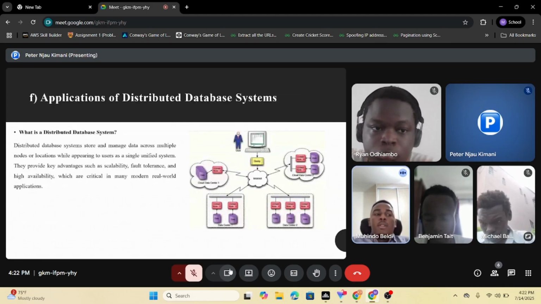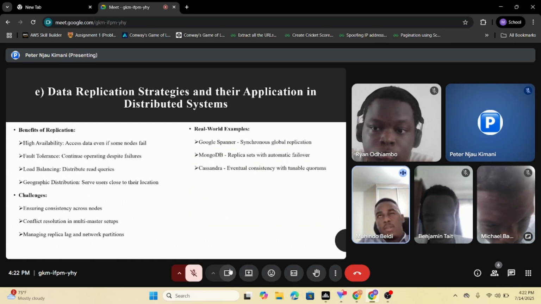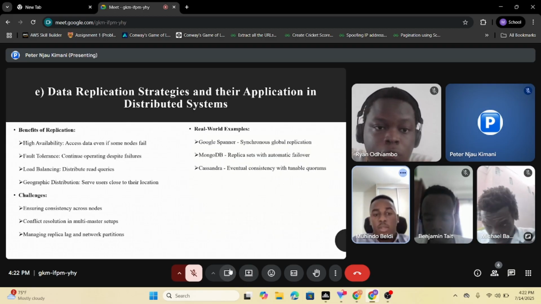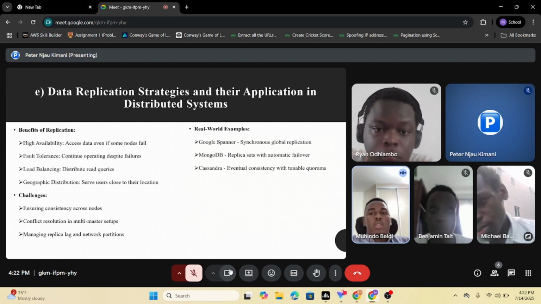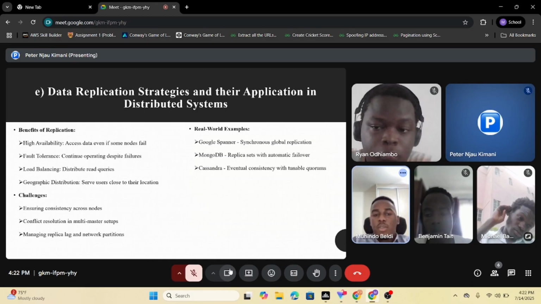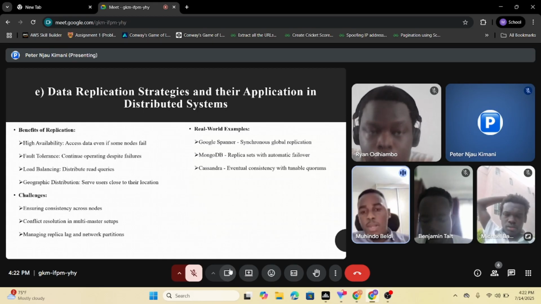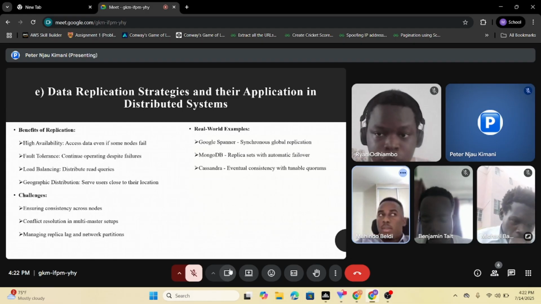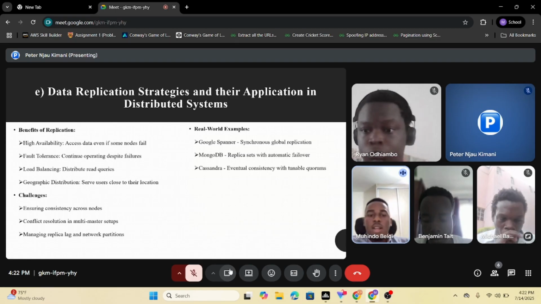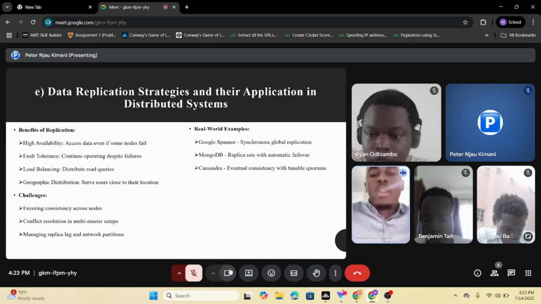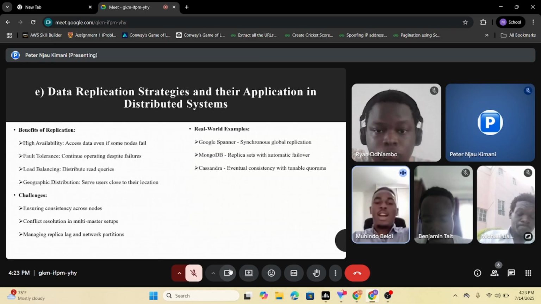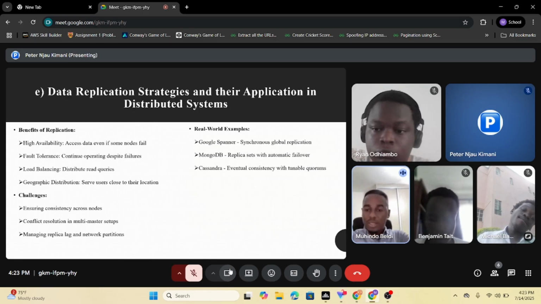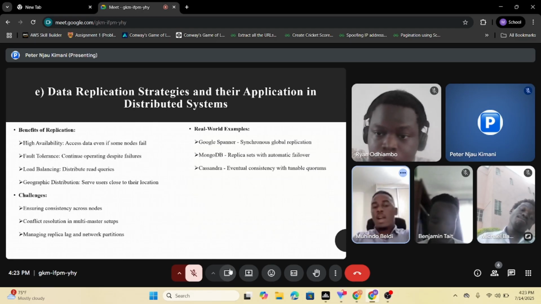So in conclusion, data replication is vital for ensuring reliability, performance, and fault tolerance in distributed systems. Choosing between synchronous or asynchronous replication depends on the system priorities. If you need strict accuracy, like in banking, synchronous replication is preferred. If you need high speed and can tolerate some inconsistency, asynchronous replication is preferable.